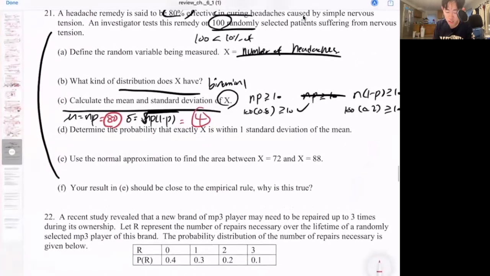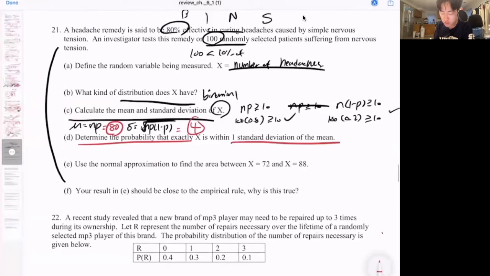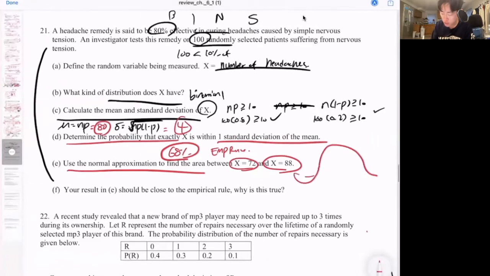They should all check. Define the probability that X is within 1 standard deviation of the mean. That's 68% using the empirical rule, I believe. Use a normal approximation, find the area between these two. If you think about it with a normal distribution curve, mean is at 80. 1 standard deviation away from that would be 76. 2 standard deviations would be 72. You can do the same thing this way.